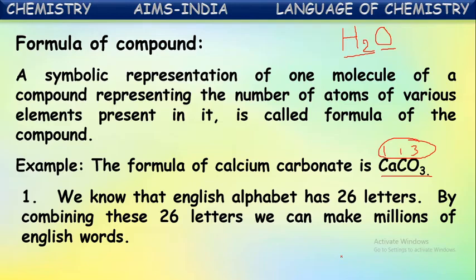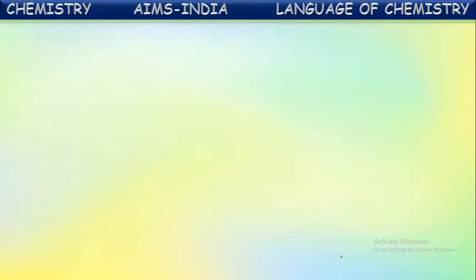We know that the English alphabet has 26 letters. By combining these 26 letters, we can make millions of English words that we speak from day to day. These 26 letters are only combined in different proportions and different combinations to form different English words.